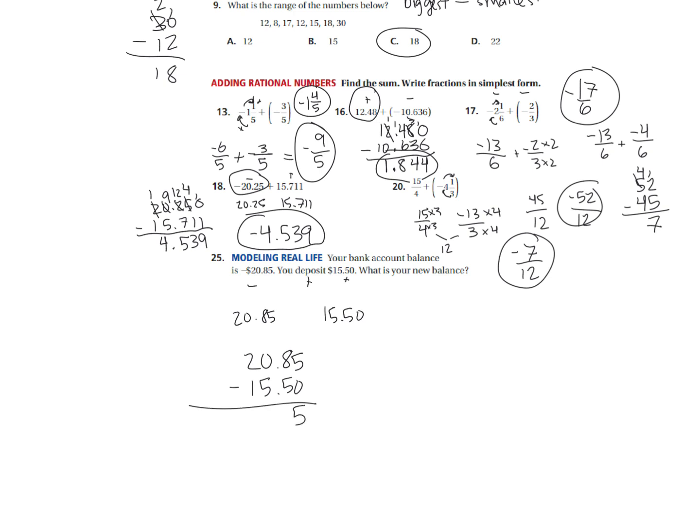5 minus 0, 5. 8 minus 5 is 3. And then I have 5 there. Because 20.85 is my greater absolute value and it's negative, my new balance is going to be negative $5.35. There we go.